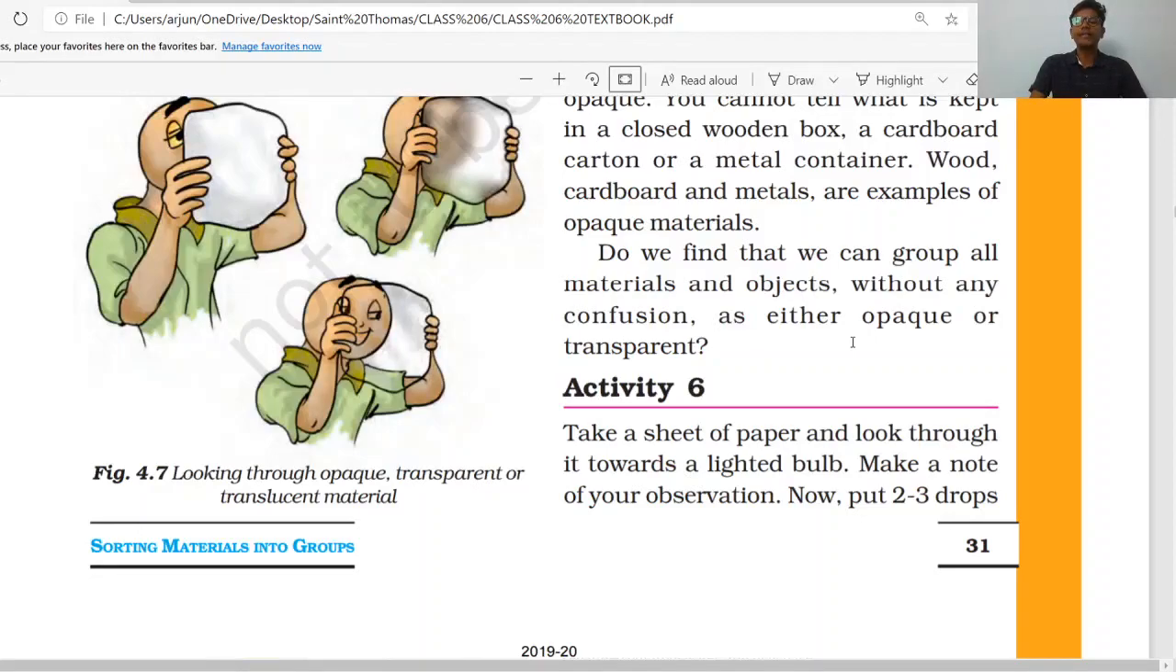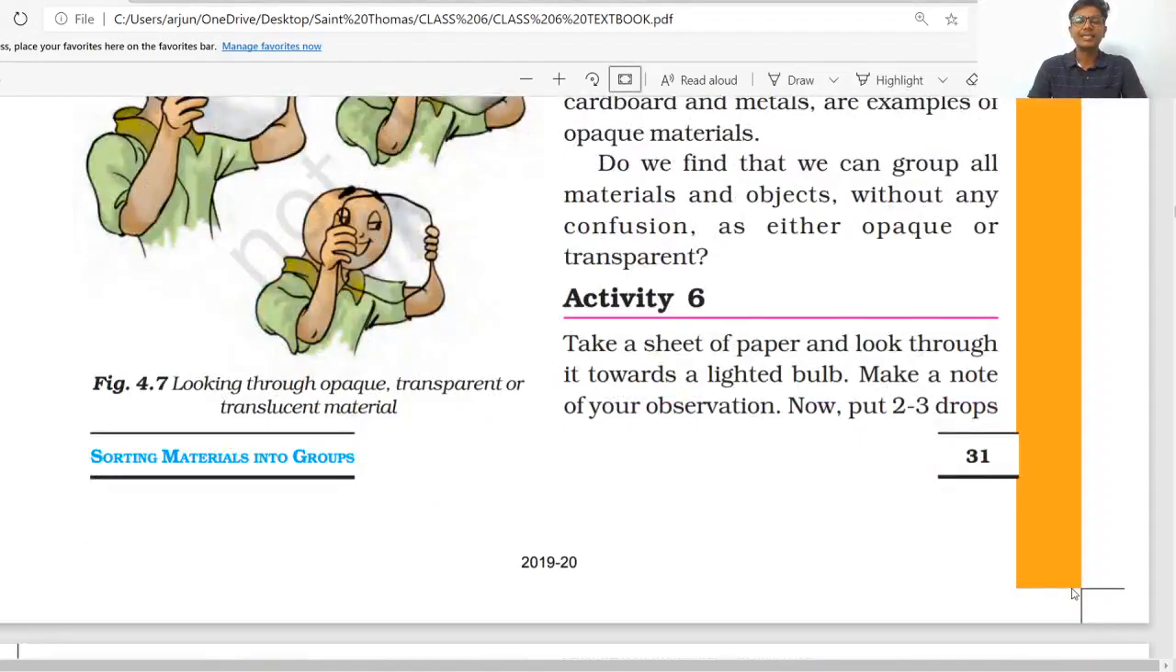Can we group all the materials and objects without any confusion, as they are either opaque or transparent? It's very simple. You can classify all the materials as opaque or transparent. For example, the window of our house can be considered a transparent material, but the wooden door can be considered an opaque material. So you can classify all the materials.